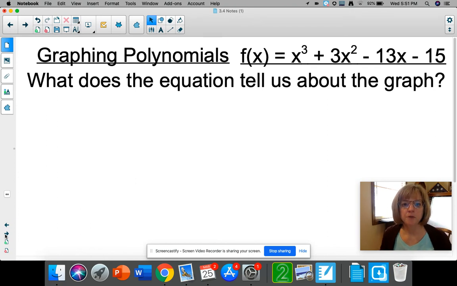Hello. We're going to go over some characteristics of polynomials so that we can get ready to do some graphing. So we need to talk about what the equation tells us about the graph. For example, f of x equals x cubed plus 3x squared minus 13x minus 15. What can we tell about our graph just from the equation?